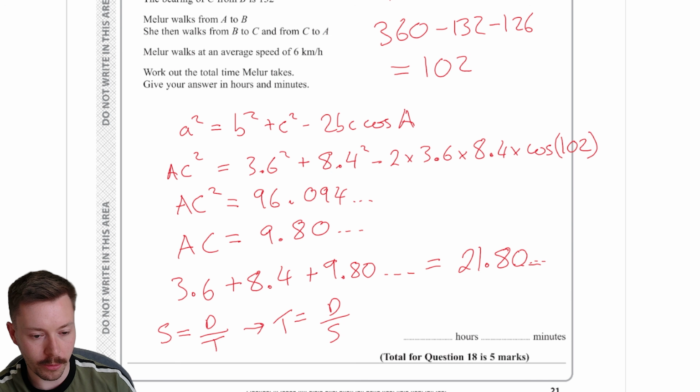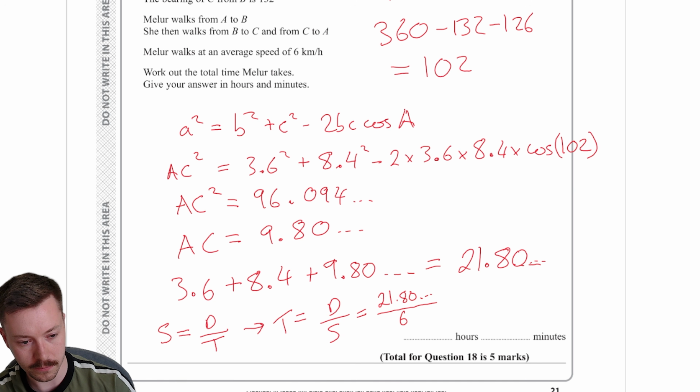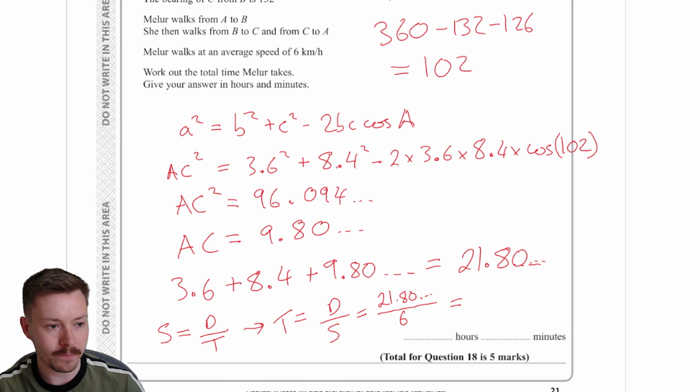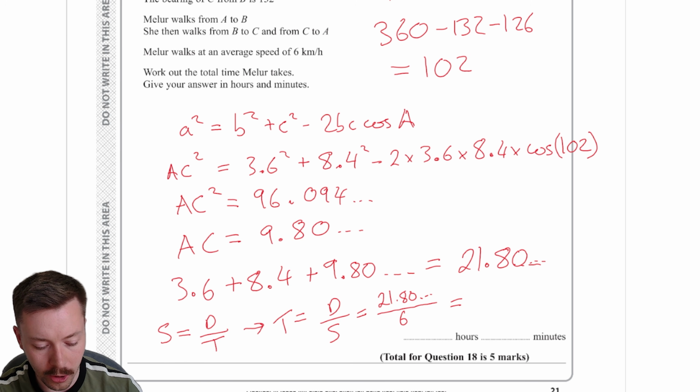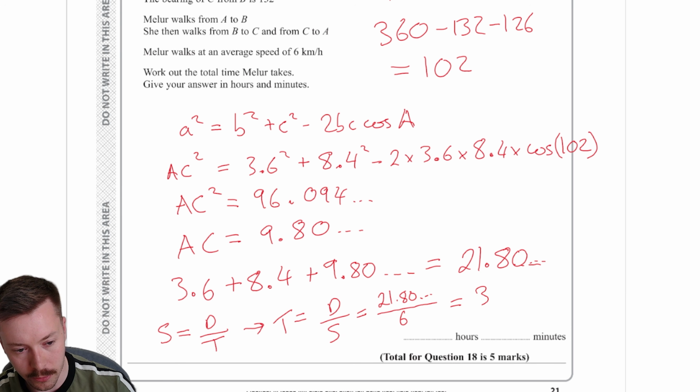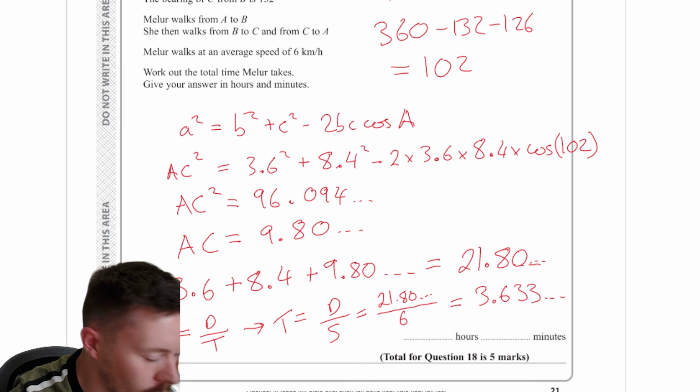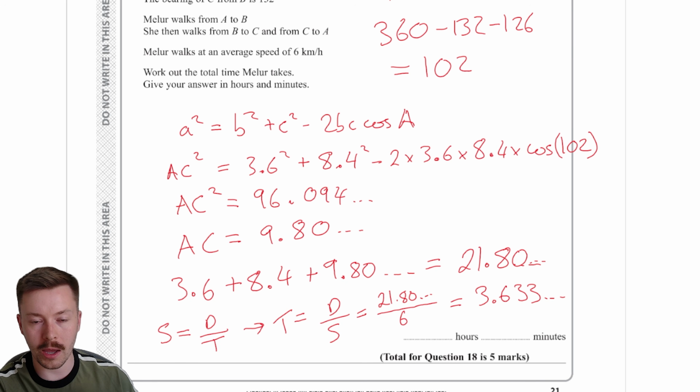So let's do that with our numbers. I'm running out of space here, but our distance is 21.80 dot dot dot divided by 6. Keep that answer on your calculator. Divided by 6 gives 3.633. Now I need to change that into hours and minutes. I'm going to show you one nice thing you can do on your calculator to change this from a decimal in hours to hours and minutes.